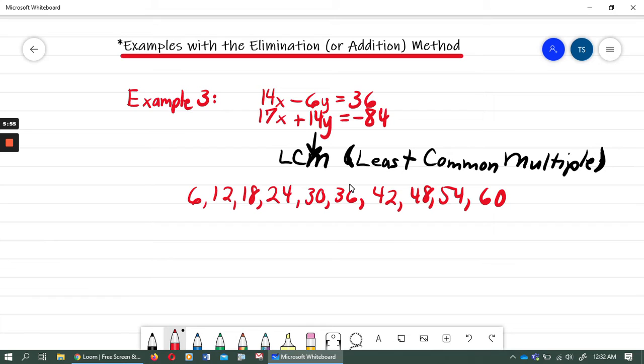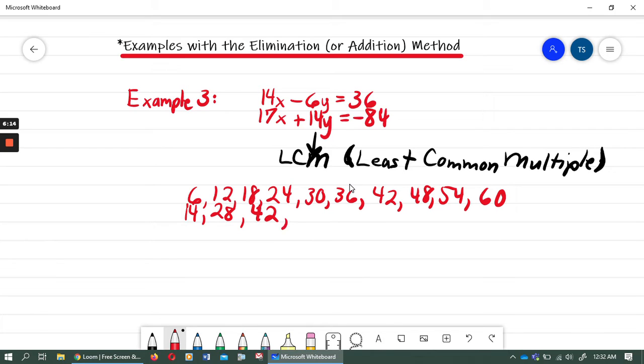If we list out some multiples of 14, if we're counting by 14, guys, if you don't know how to count by 14, get you a calculator. 14 times 1 is what? 14. 14 times 2 is what? 28. 14 times 3 is what? 42.